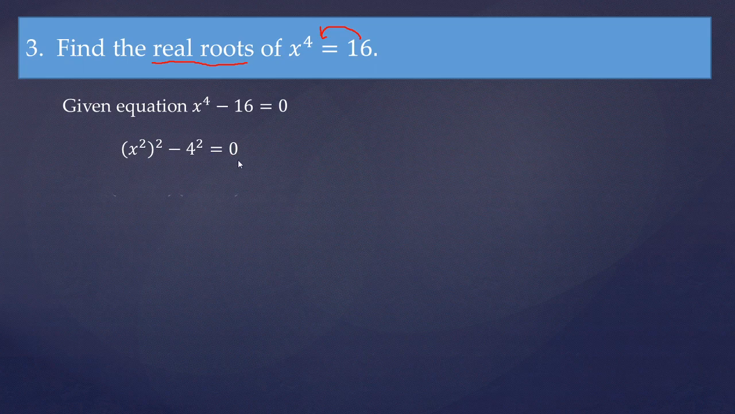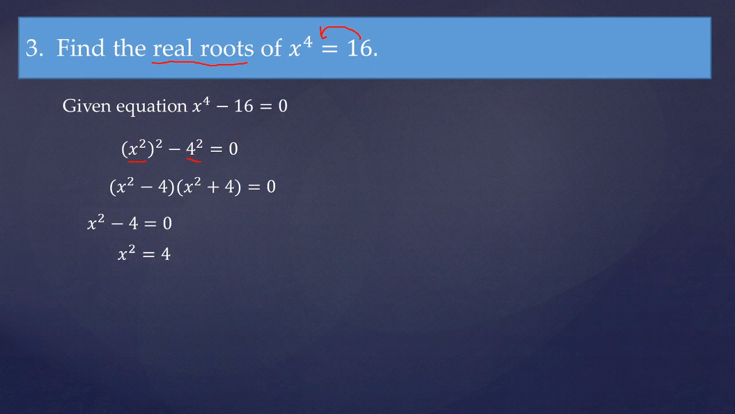Which is equal to 0, and this is of the form a square minus b square. So what is the formula for a square minus b square? a minus b into a plus b. Here a is x square, b is 4. So x square minus 4 into x square plus 4 equal to 0. So here there are two terms, so we are going to take them one by one. First let us take x square minus 4 equal to 0.